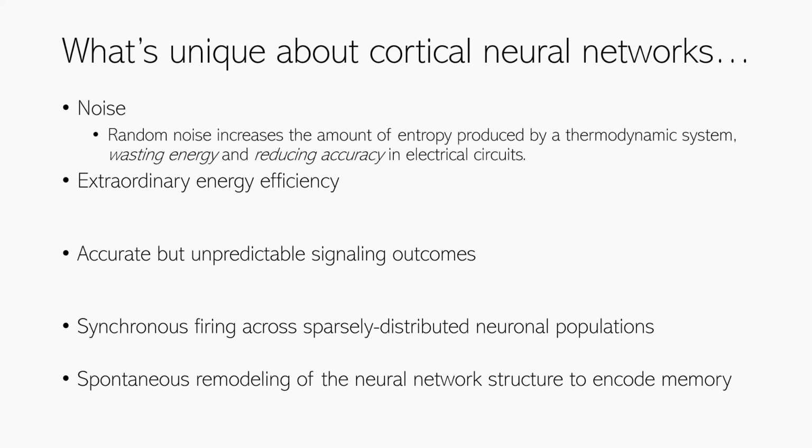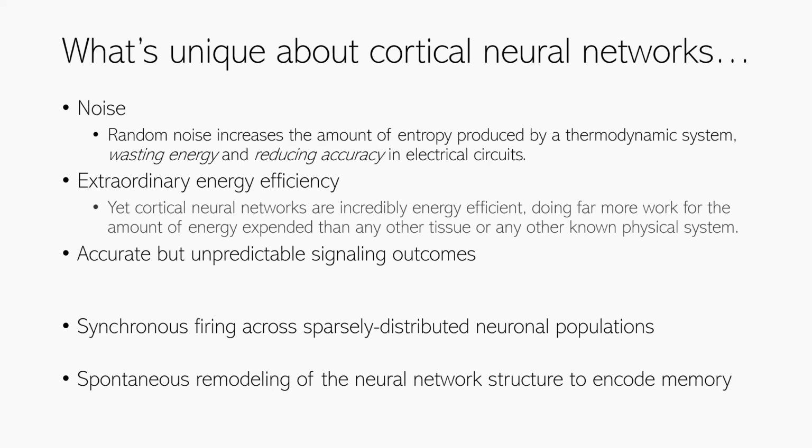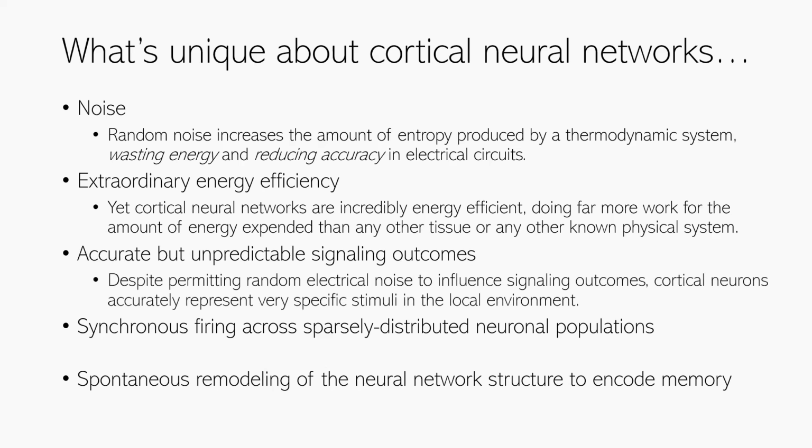Random noise increases the amount of entropy produced by a thermodynamic system, which normally wastes energy and reduces accuracy in electrical circuits. And yet, cortical neural networks are incredibly energy efficient, doing far more work for the amount of energy expended than any other tissue or any other engineered system. But despite permitting random electrical noise to influence signaling outcomes, cortical neurons accurately represent very specific stimuli in the local environment.